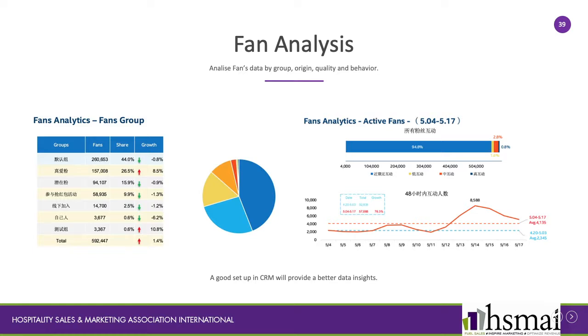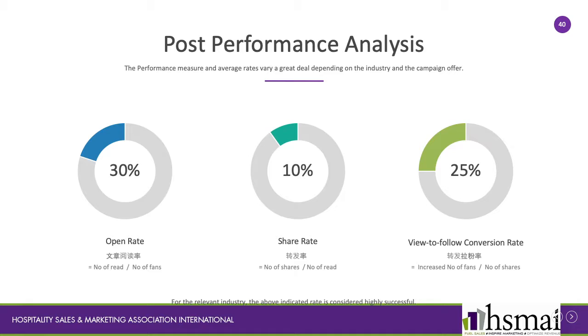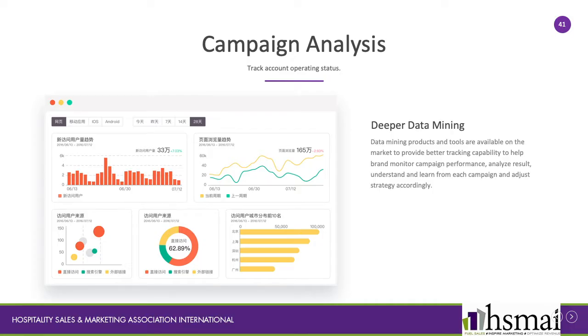So there are many tools, either from WeChat itself or third parties, that can go in deeper. So you can analyze the fans, the post performance, the majority is the open rate, share rate, view to follow conversion rate. These rates here, if you can achieve this, it's great, actually. And it really depends on industry, the variation is huge. And travel is an extremely competitive industry. Campaign analysis, this deeper data mining has to come from third party. You won't be able to get it from the WeChat interface.